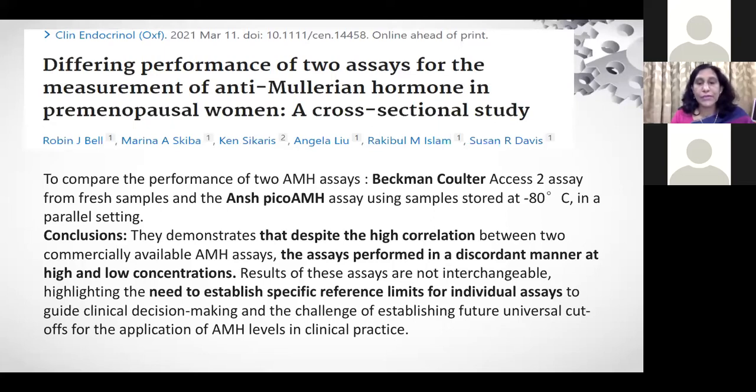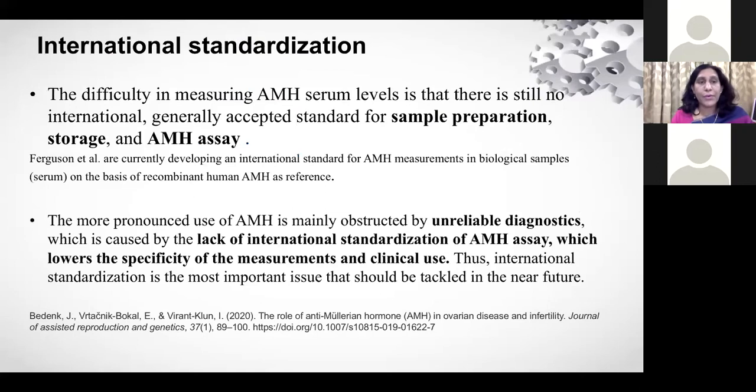So results of these assays are not interchangeable, highlighting the need to establish specific reference limits for individual assays to guide clinical decision-making, and the challenge of establishing future universal cutoffs for analysis. So international standardization is needed.